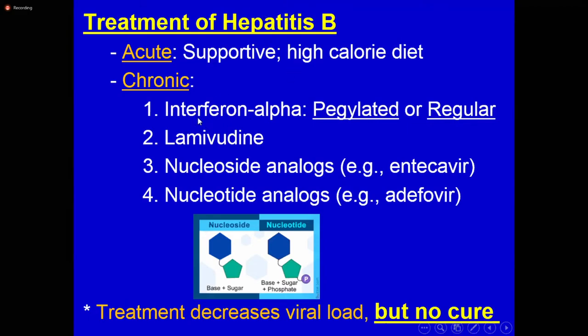The aim of the treatment is just to decrease the viral load. There is no cure. You have to remember, there is no cure for hepatitis B. But if the immune system is able in the beginning to stop the infection, that's it. Once it becomes chronic, there will be no cure.